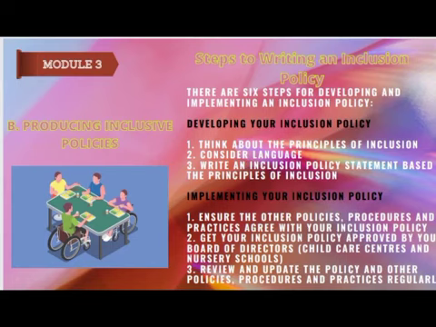To implement your inclusion policies, the first is to ensure the other policies, procedures, and practices agree with your inclusion policy. The second is to get your inclusion policy approved by your board of directors or child care center and nursery school. The third and last is to review and update the policy and other policies, procedures, and practices regularly. Producing inclusive policies is transparent, evidence-driven, accessible, and responsive to as wide a range of citizens as possible.